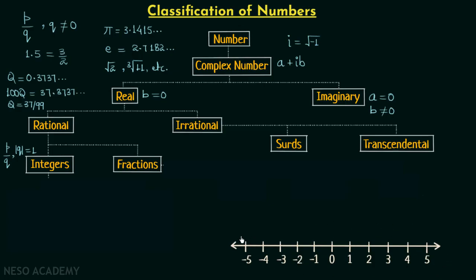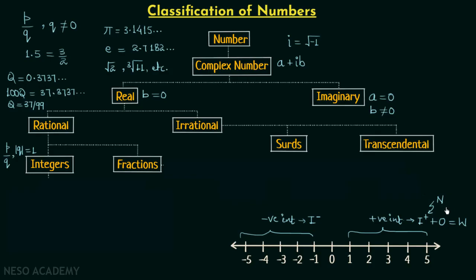Now these integers can be classified as negative integers, represented as I minus, and positive integers, represented as I plus, along with 0. 0 is neither a negative integer nor a positive integer. So negative integers plus 0 plus positive integers are the integers. Now this 0 along with the positive integers we call whole numbers. So 0 along with positive integers gives us whole numbers. And the positive integers are also called natural numbers.